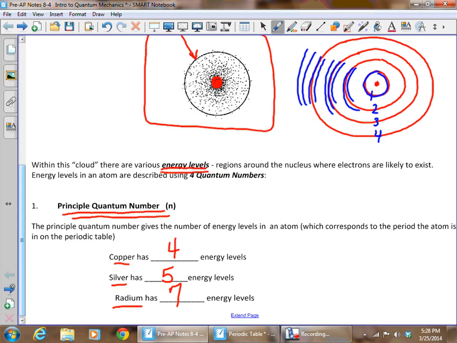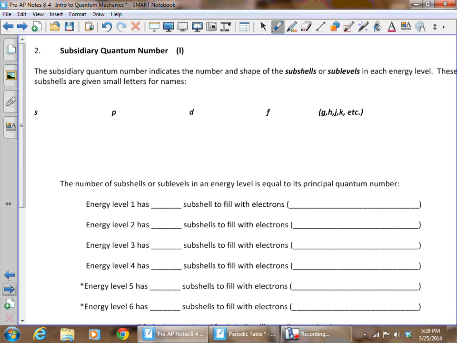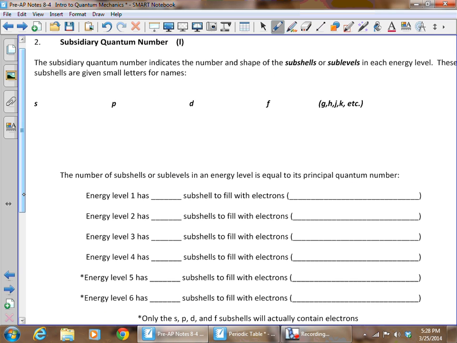Now, if we go on to the next quantum number, it's called the subsidiary quantum number. This quantum number tells us, again, the shape, and we just looked at some of those shapes. I want you to know that the S shape is a spherical shape, so if I ask you in a worksheet or anywhere else, draw it like a sphere. The P sublevel, you're going to draw kind of like a figure 8 and fill it in.